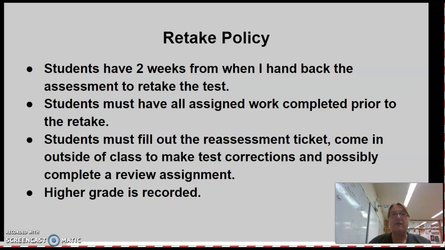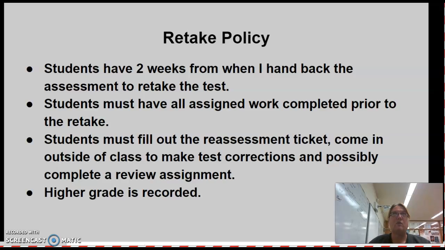They still have to follow the retake policy, which means that they have to have all their assigned work completed prior to the retake, and it has to be handed into Google Classroom. The students have to fill out a reassessment ticket and come in outside of class to make any test corrections and possibly complete a review assignment.